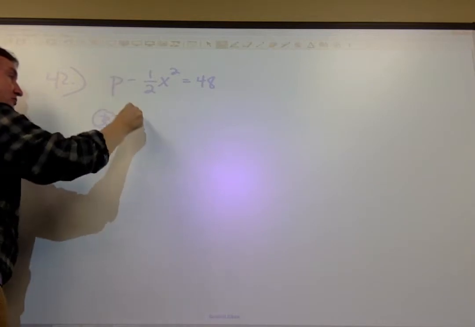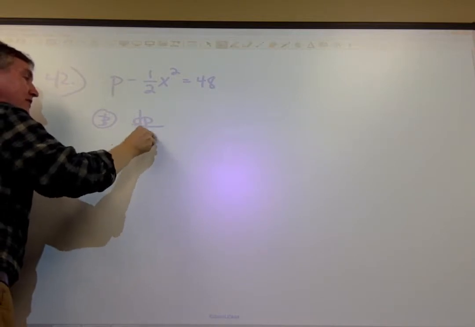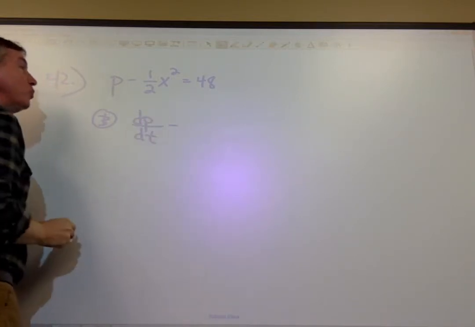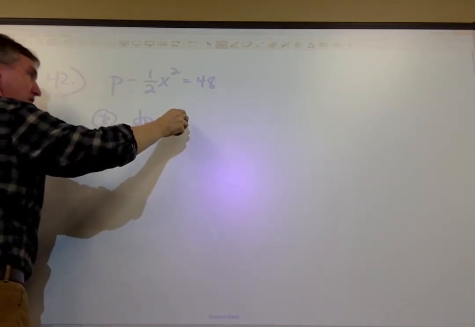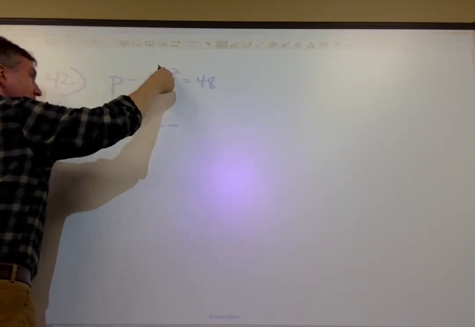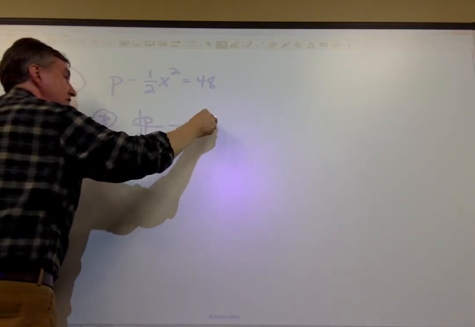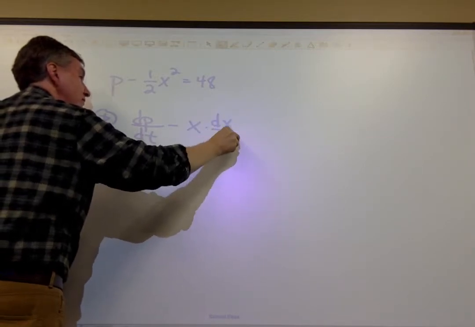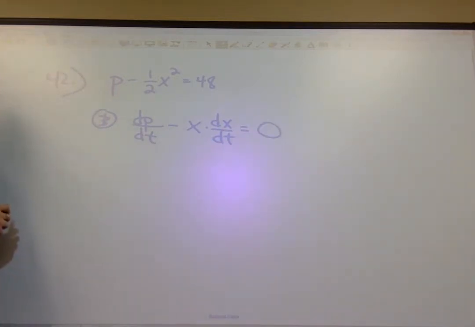The derivative of P is just what? 1 and tack on what? Yes. Minus what? 1. I agree with the dx dt, but if this is a square, what will I still have here? So I'll have 1x to the first dx dt, right? Equals what? 0. Okay?